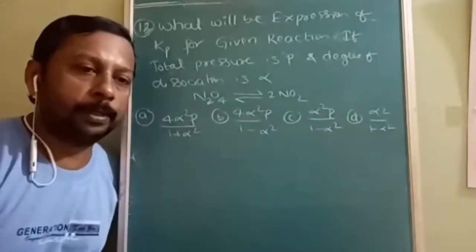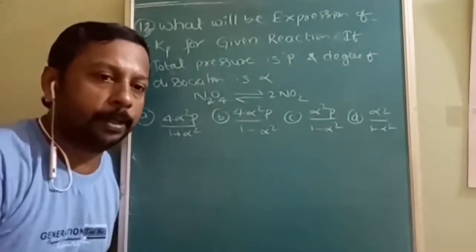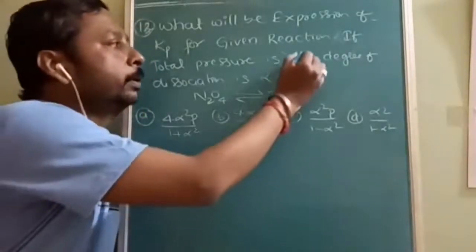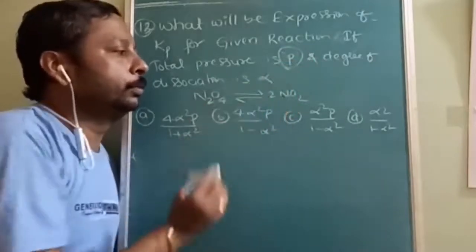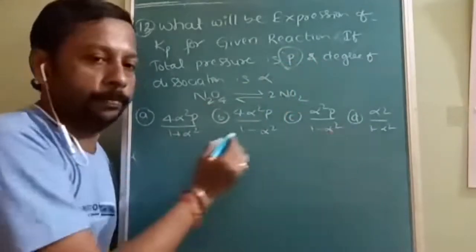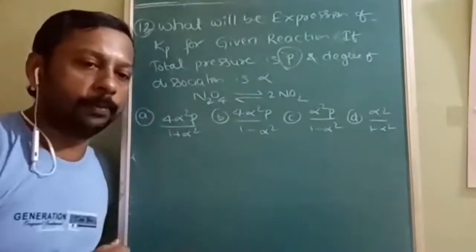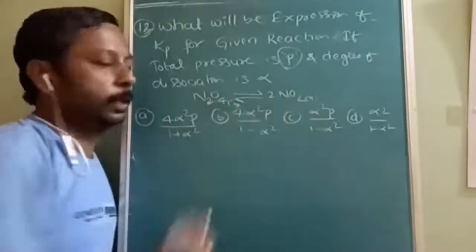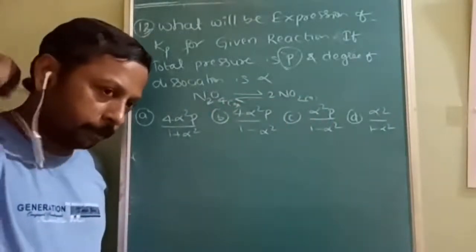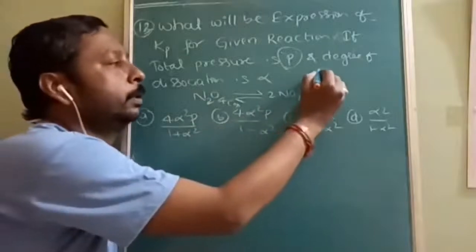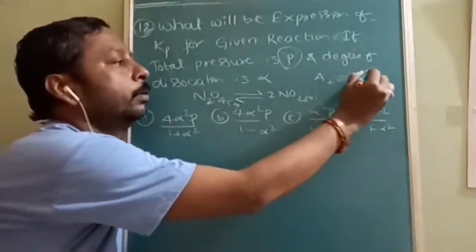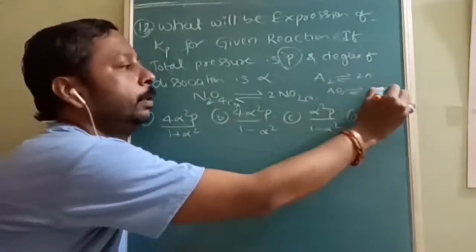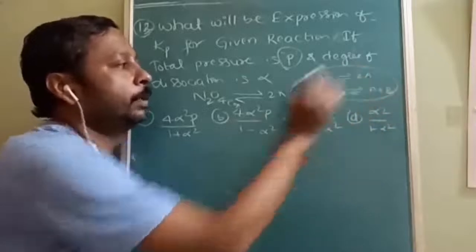Next question is from equilibrium. Here he wants the direct formula. Total pressure you have to take as P, degree of dissociation alpha, and the Kp formula. What will be the formula for Kp? The reaction is N2O4, this is also gas, this is also gas. There are two types of dissociation. First one is A2 gives 2A, and the other is AB gives A plus B. These are the two types of dissociation.